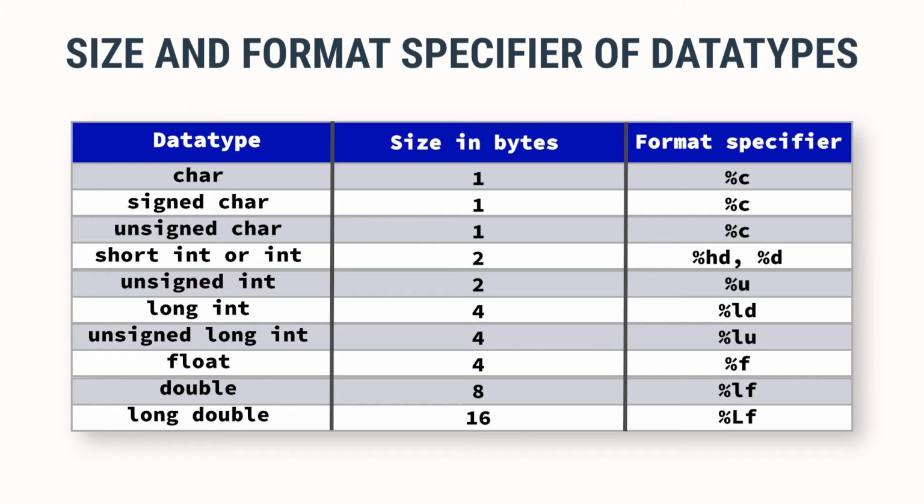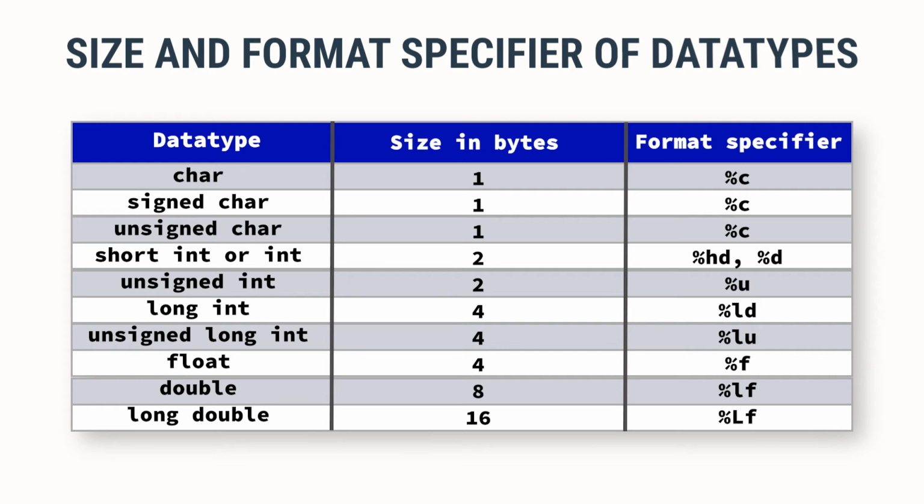Unsigned int, its format specifier is %u. Next is long int, its format specifier is %ld. Unsigned long int, the size is 4 bytes and its format specifier is %lu. Float size is 4 bytes and its format specifier is %f. Double, the size is 8 bytes, and its format specifier is %lf.